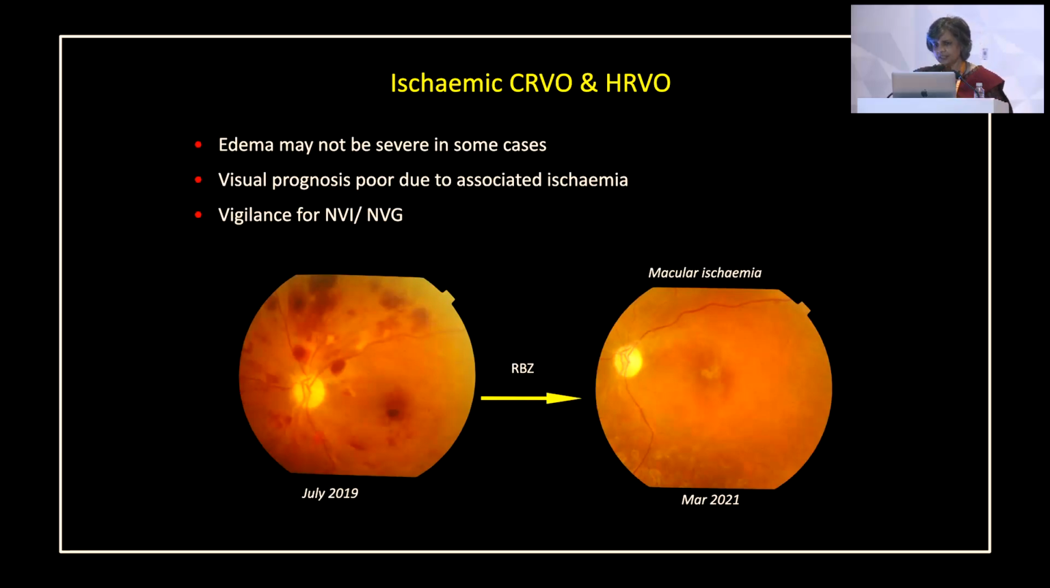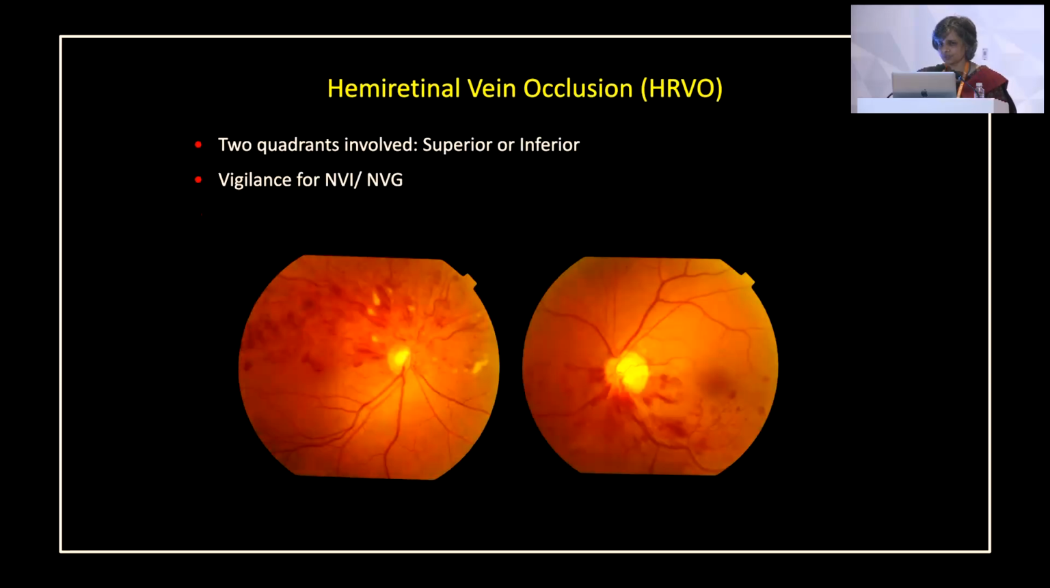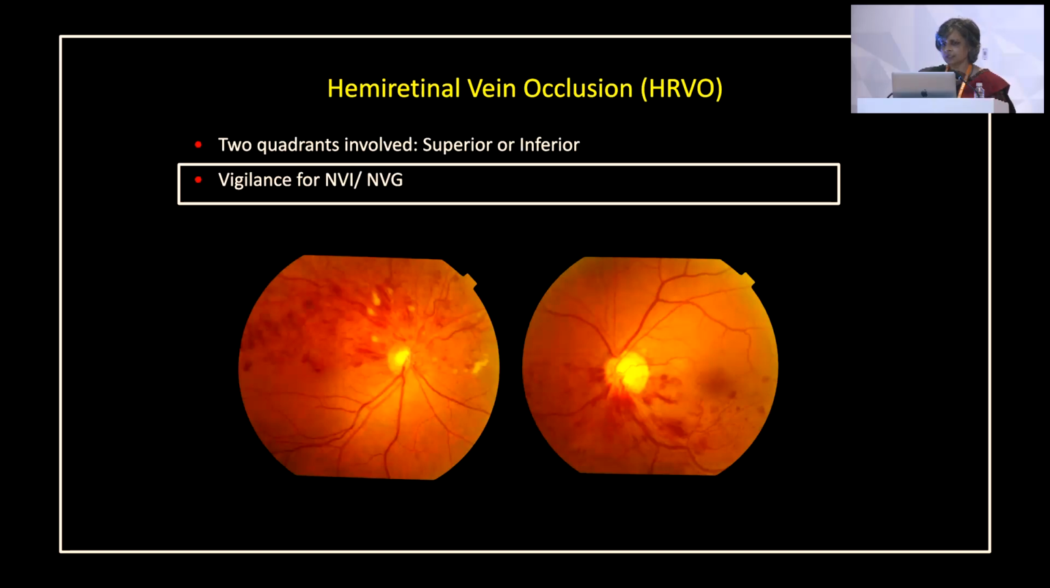But more importantly, in these patients, we have to be vigilant for iris new vessels and neovascular glaucoma, which can be a painful blind eye. Hemiretinal vein occlusion, in terms of proliferative complications, behaves like CRVO because of the larger extent of involvement and ischemia. In terms of macular edema, it behaves more like BRVO.